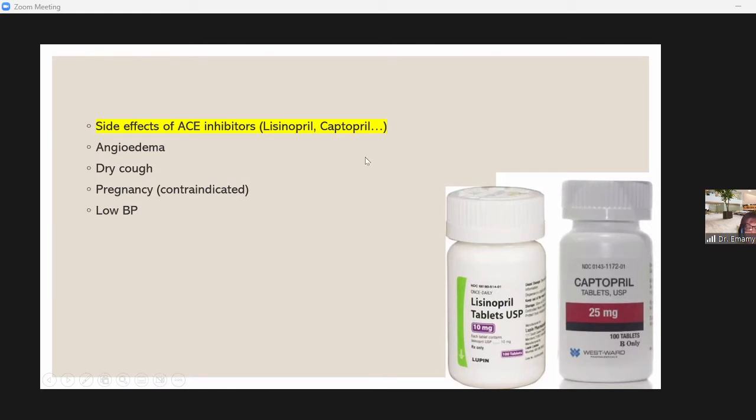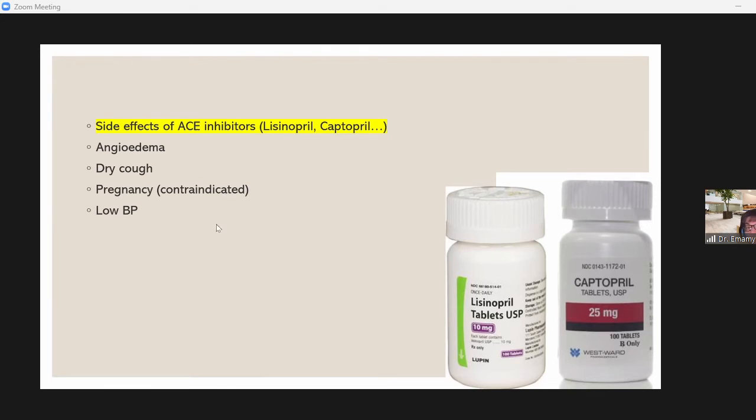They may cause angioedema. If a patient takes captopril and reports, I'm going to have a very big tongue, my tongue is swelling, you tell your patient to call 911 or go to the emergency room. Dry cough: most of the time the patient can't stand it, you need to switch to another drug. Pregnancy: they are absolutely contraindicated. When you give captopril to your patient, make sure your patient doesn't want to get pregnant. And low blood pressure could be a side effect of all antihypertensives.